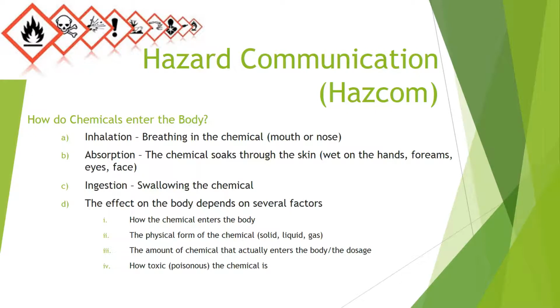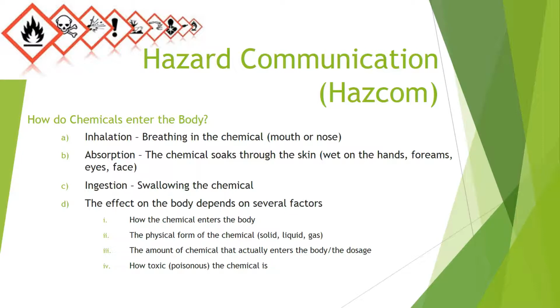There are three ways that chemicals can enter your body: through inhalation, absorption, and ingestion. Breathing the chemical in through either your mouth or nose could allow entry for the chemical to be in your system. If a chemical comes in contact with your skin, there is a possibility that it will be absorbed into your body. Any part of your body is at risk. This includes your hands, forearms, eyes, and face. It could also enter your body if you unknowingly swallow the chemical.